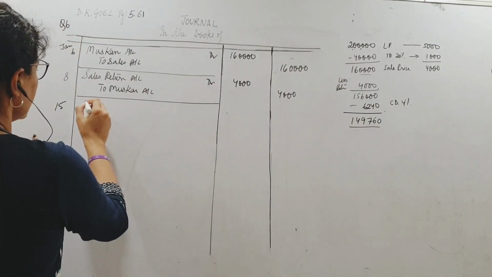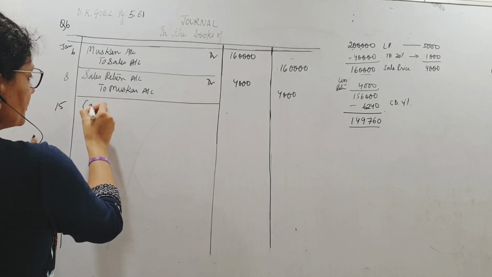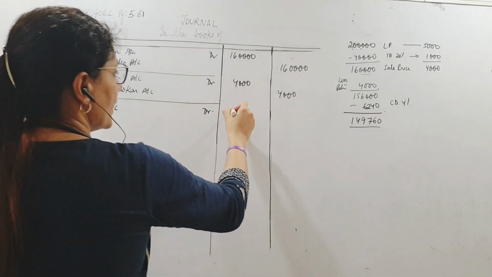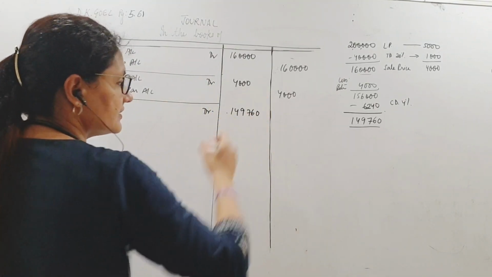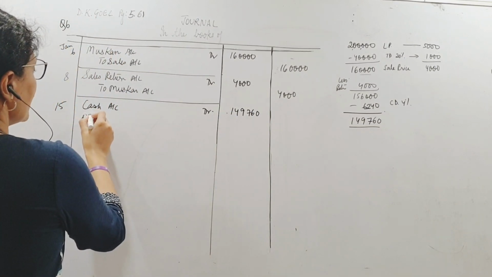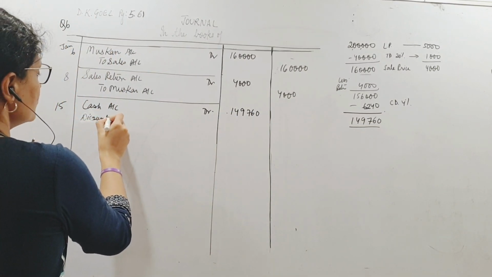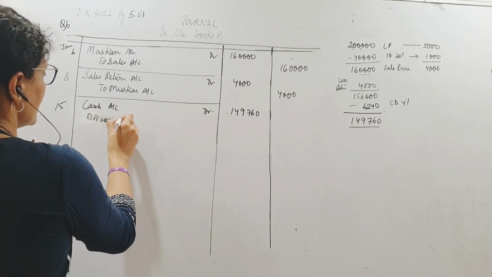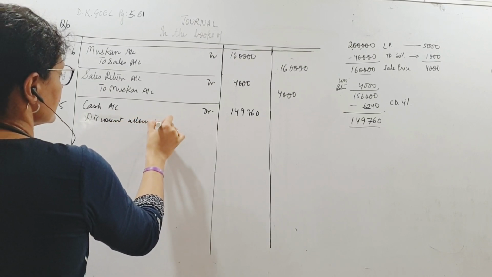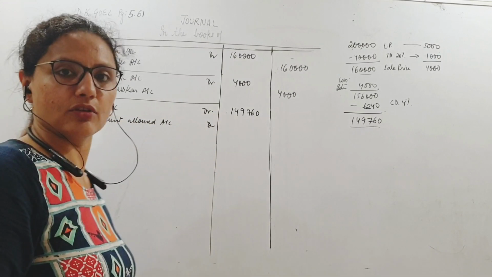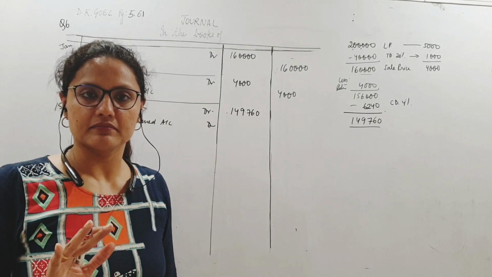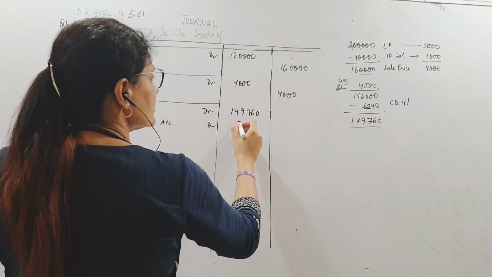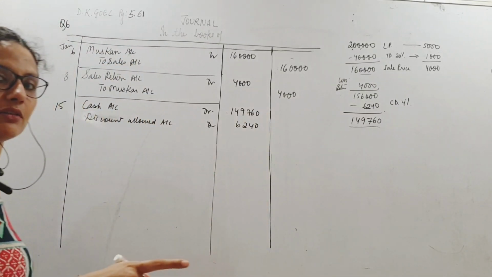On the 15th I am receiving money. So cash is coming in, asset is increasing. So cash account debit 1,49,760. I am allowing a discount. So discount allowed is an expense for me. Yes or no? I will get less, it is a loss for me. So discount allowed is an expense, and all expenses are to be debited. Very good. So 6240 is the discount allowed.